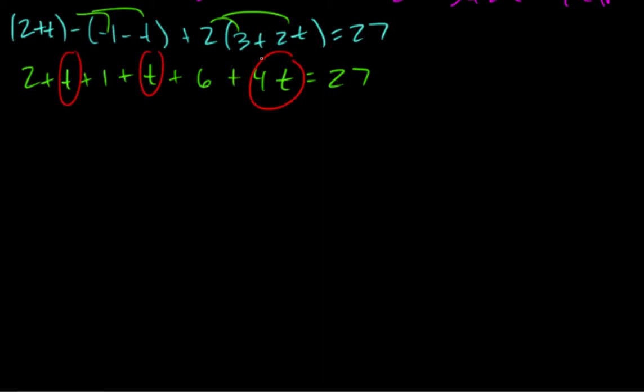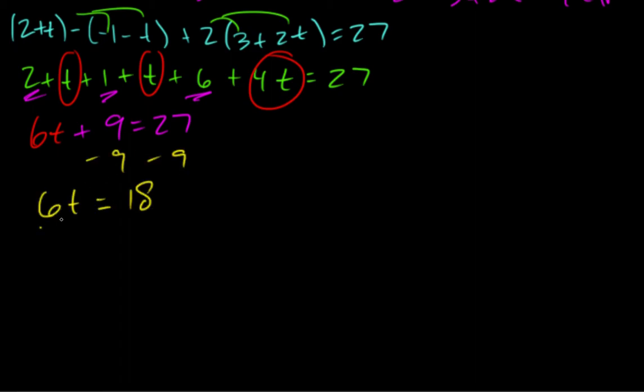Combine our t's, so 4, 5, 6t. 2, 1, 6, that's 9. Subtract 9, 6t equals 18, which means t is equal to 3.